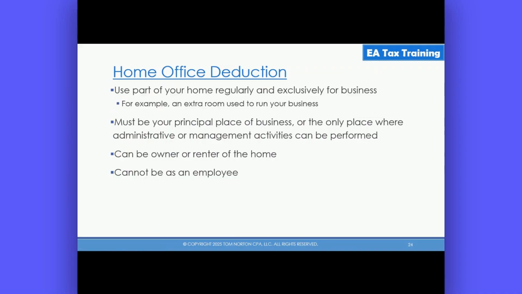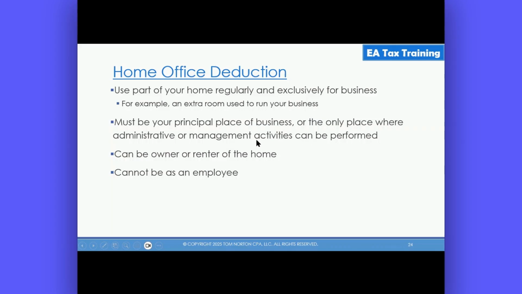The home office deduction, we went over this in part 1, but we are going to briefly remind you of it here in part 2. This is if you use part of your home regularly and exclusively for business. That's the phrase you want to know, regularly and exclusively. So, for example, you may have an extra room that you use to run your business. It must be your principal place of business or the only place where administrative or management activities can be performed.